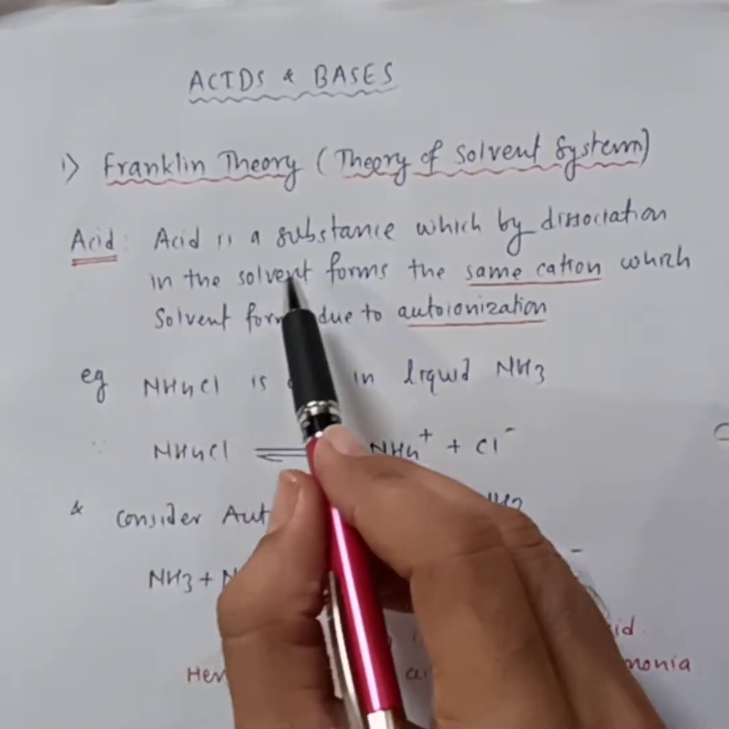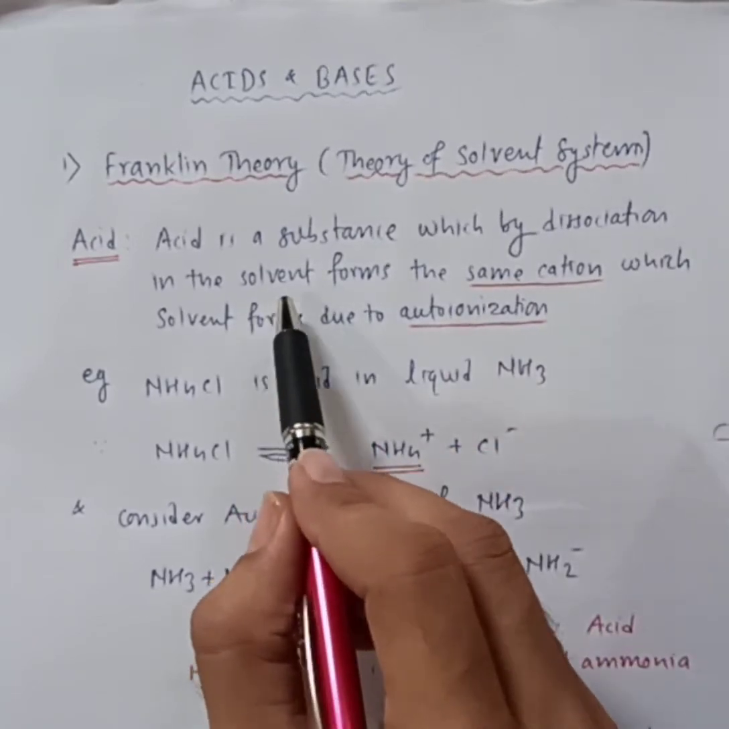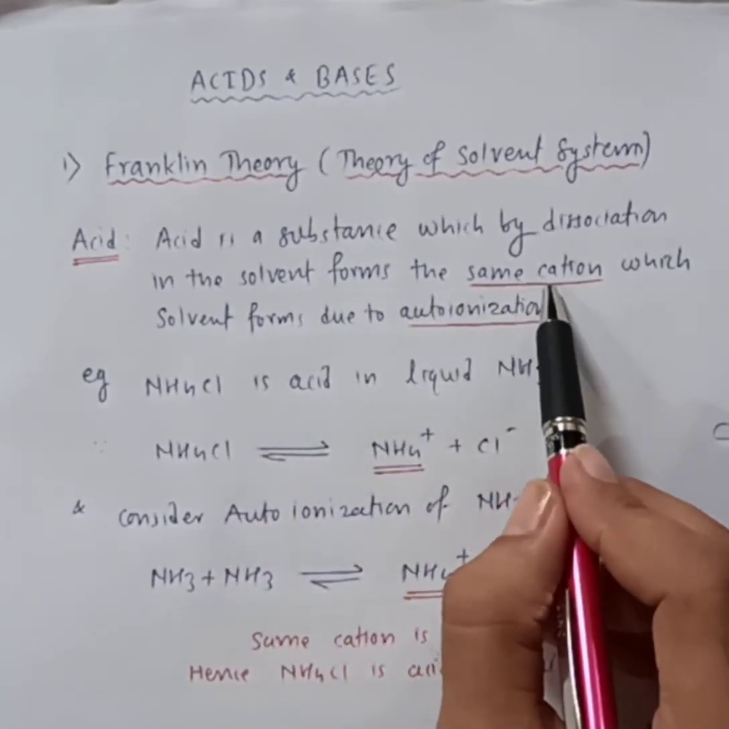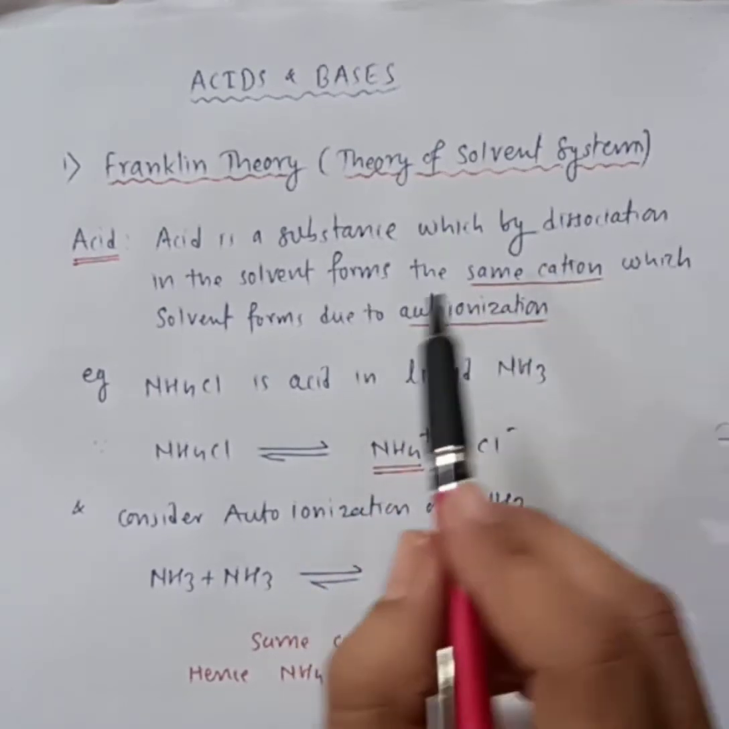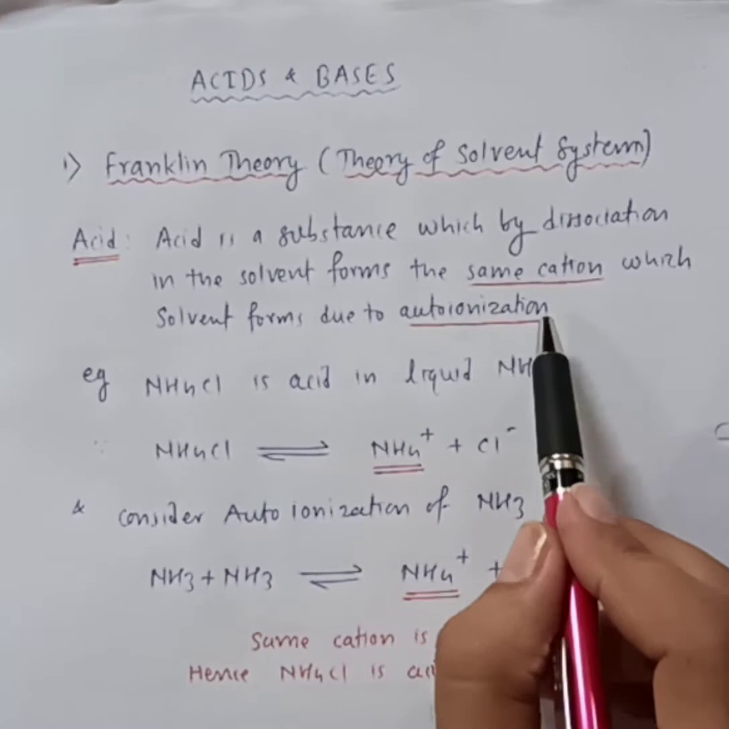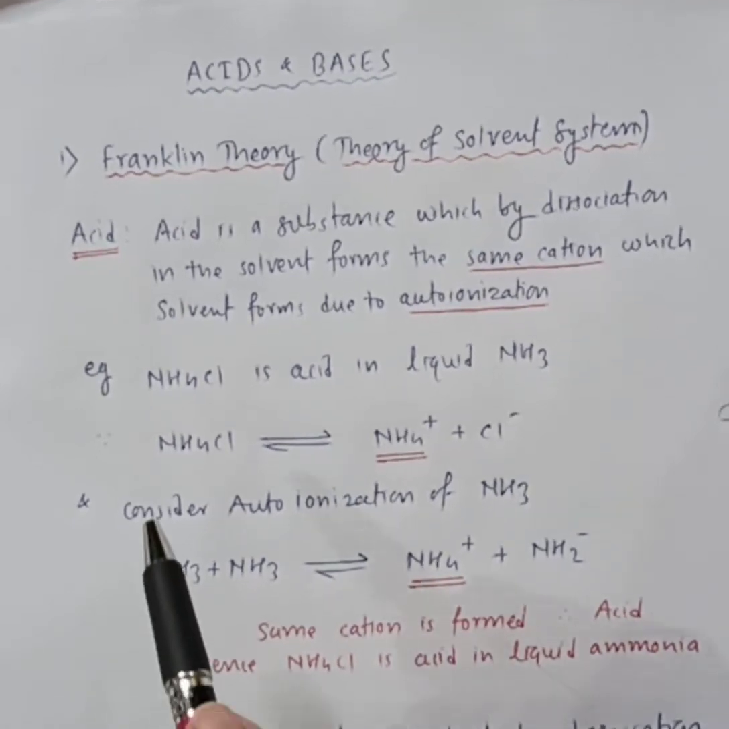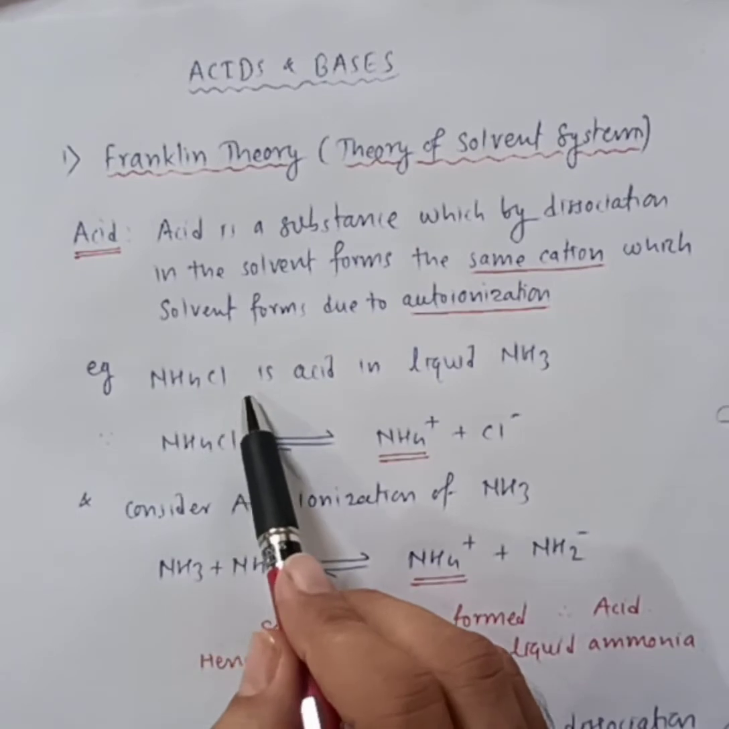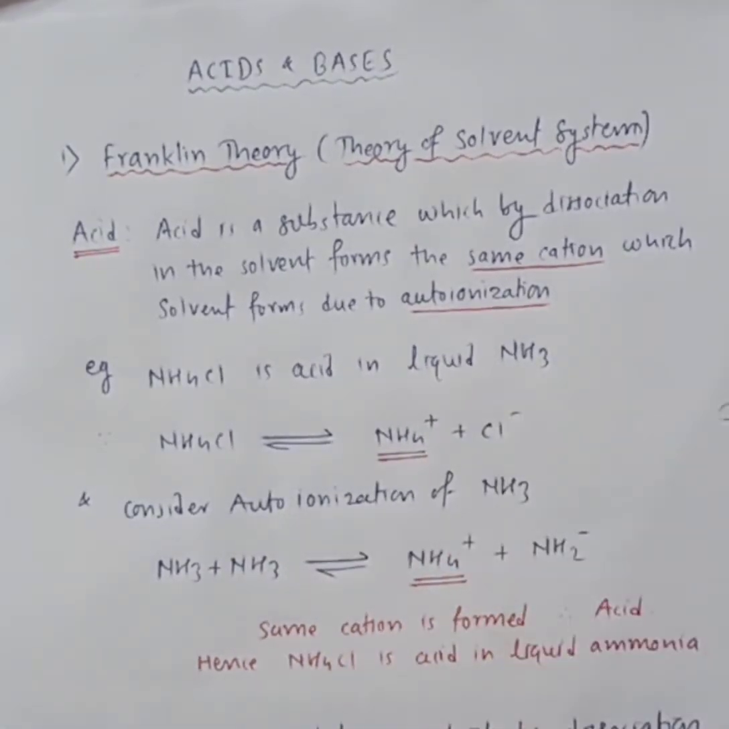Acid is a substance which by dissociation in the solvent forms the same cation, this is very important, the same cation which the solvent forms due to auto-ionization. The definition is very simple and it will be clarified by this example. Consider the example: NH4Cl is an acid in liquid ammonia. Why is it so? Now we will apply this definition to this example.